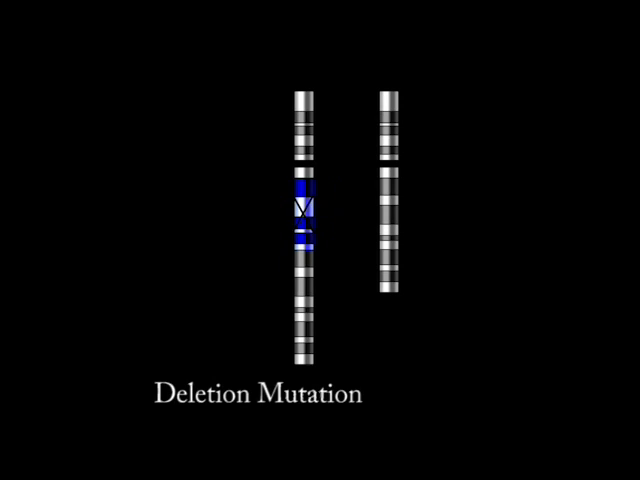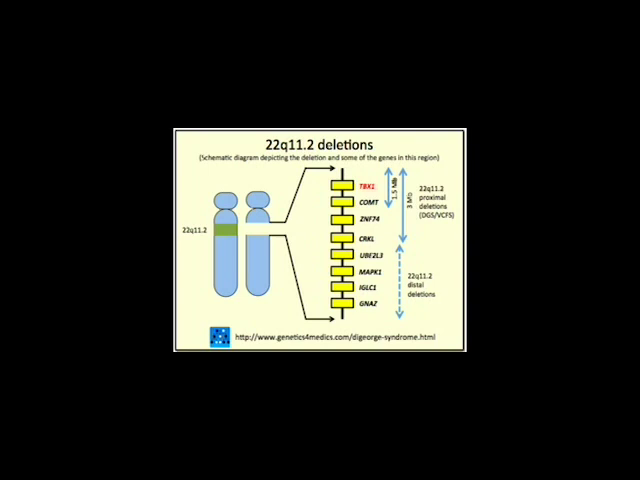Deletion. Deletions are mutations in which one or more bases are lost or deleted. The number of base pairs deleted can again range from 1 to thousands. 22q11.2 deletion syndrome is an example of a deletion mutation.